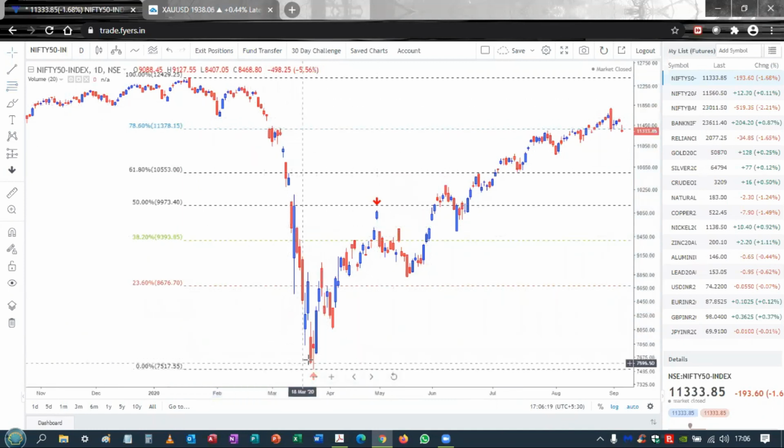Initially, you see the rally stopped somewhere around 50% retracement. Following that, there is a decline. At 61.8% retracement, there was a minor consolidation, but price eventually managed to break above 61.8%. Now, what does it tell you when price breaks the 61.8% retracement? An important thing to keep in mind is that whenever price surpasses the 61.8% retracement, it indicates that the prevailing trend has significantly weakened.